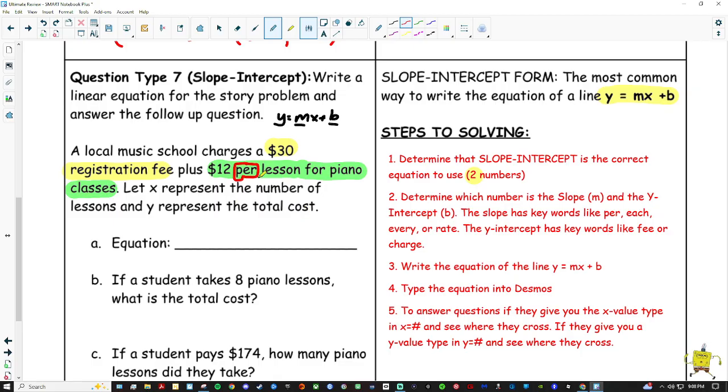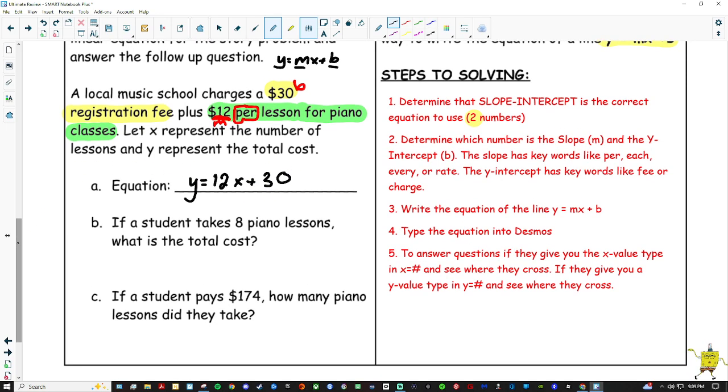The more piano classes we take, the more times we have to pay $12. We have to pay $12 more than once. It depends on how many classes we take. Whereas 30 is a fee, a one-time thing. If I take 30 piano lessons, I only have to register once and pay $30 one time. So 30 is my b, and 12 is my m. So I can write my equation: y = 12x + 30. So here's the equation of my line.